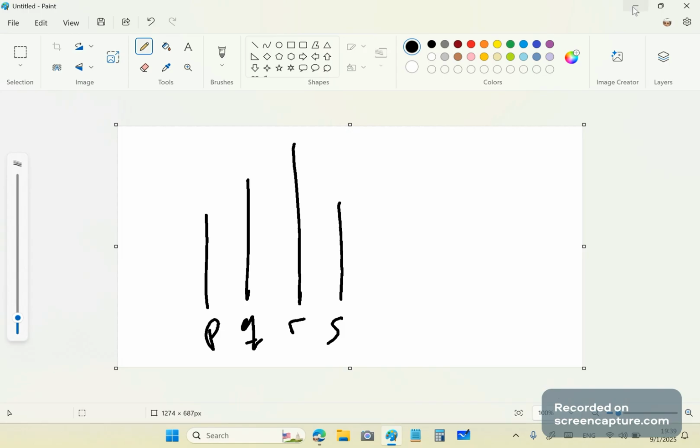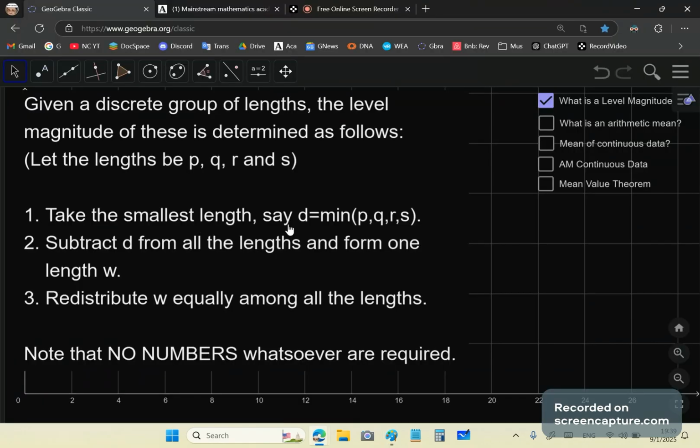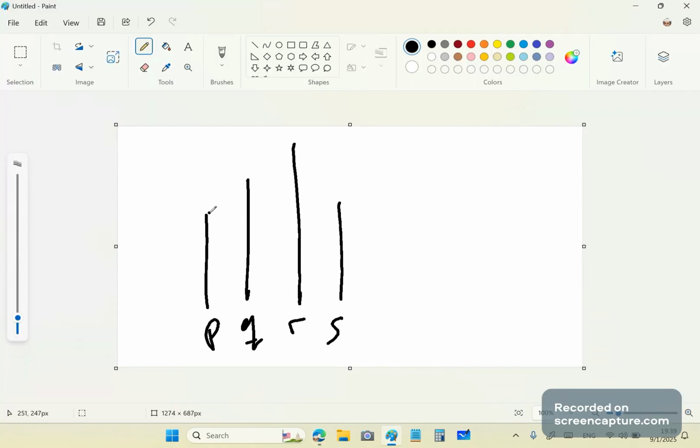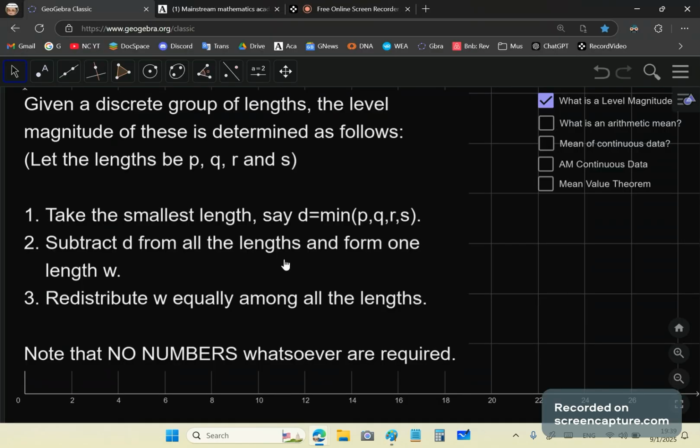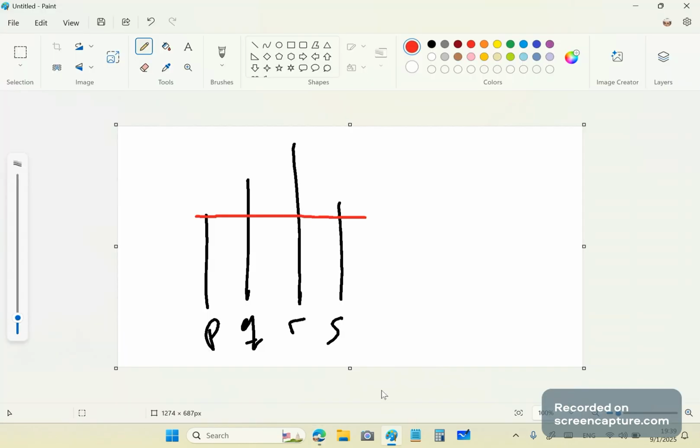Then we take the smallest length, the minimum of these four, which in this case here is P. It'll be this one here. And we subtract D from all the lengths and form one length W. So what that's saying is, let's take these remainders and make one nice long line out of them. Just by joining them, I mean, you can take a compass and a straight edge and you can join all those lines.